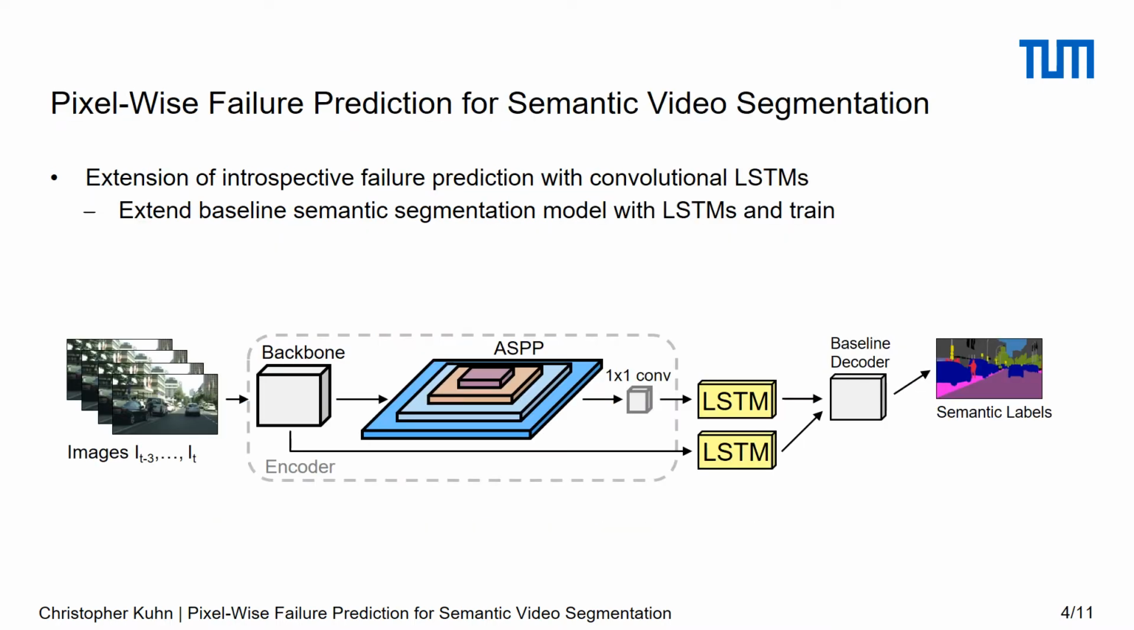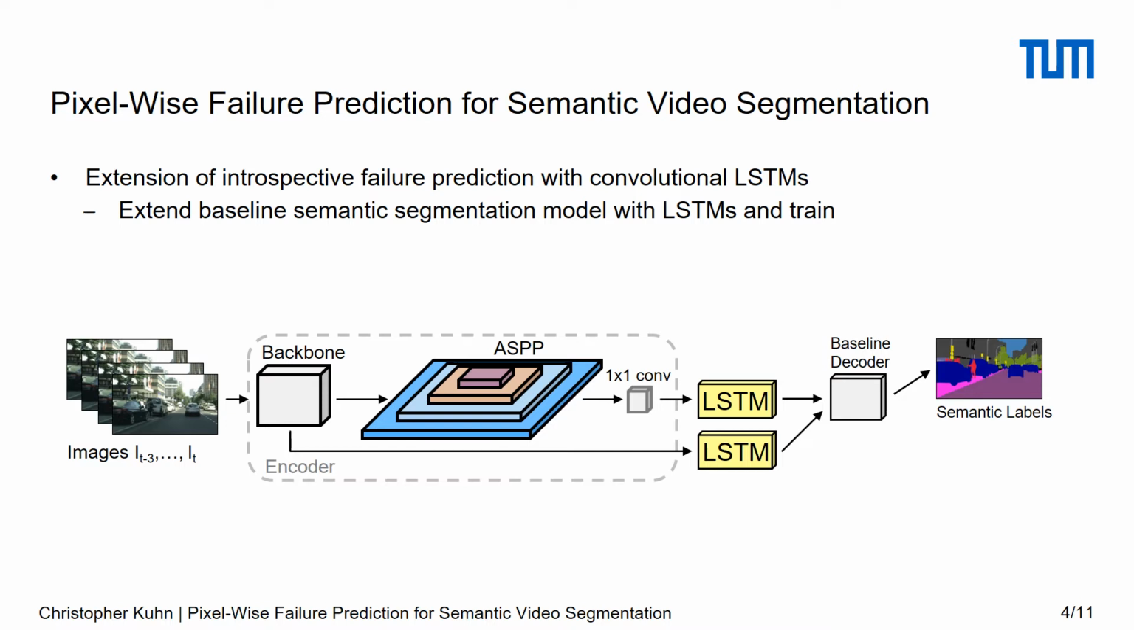So let's look at the resulting architecture of the proposed approach. Our goal is to extend single-image introspective failure prediction with temporal information. To this end, we add convolutional LSTMs to the baseline semantic segmentation model, in this case the DeepLabv3+ architecture, and train it with image sequences to output the semantic labels of the last frame of each image sequence.